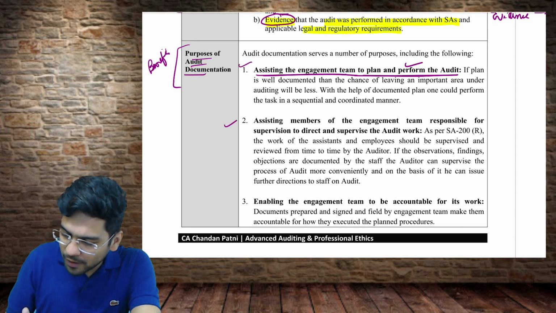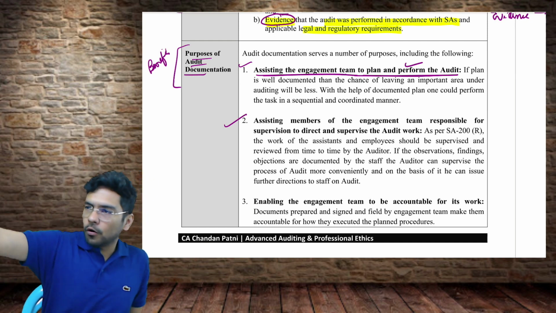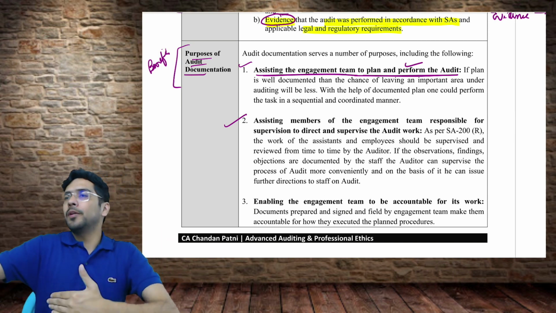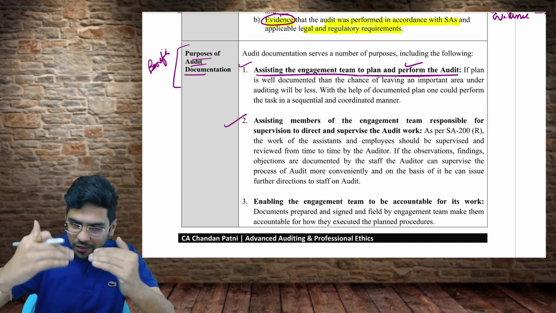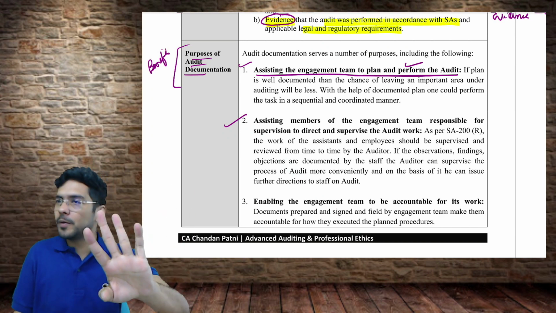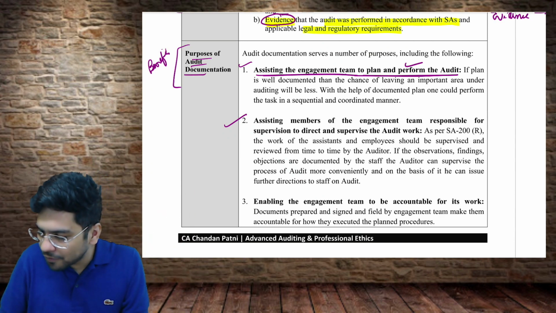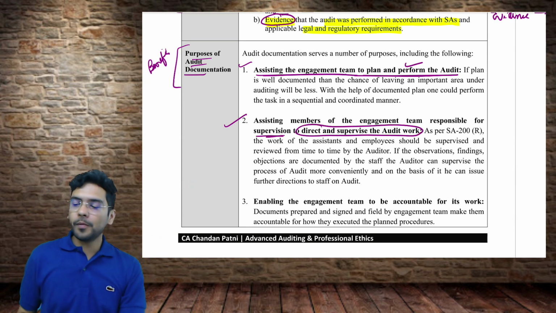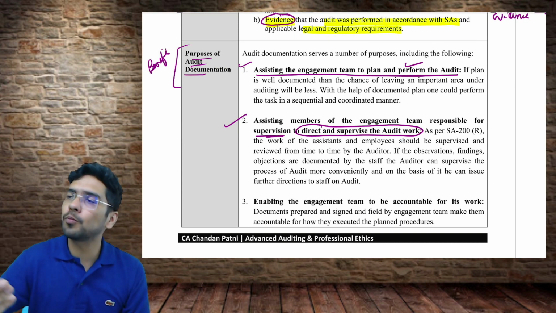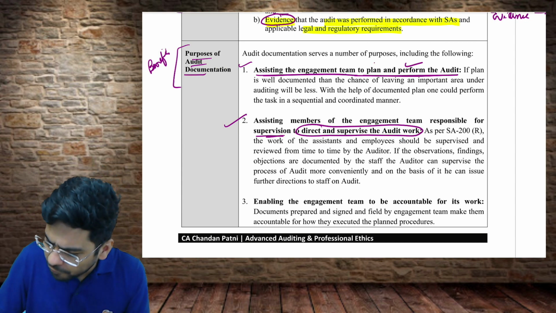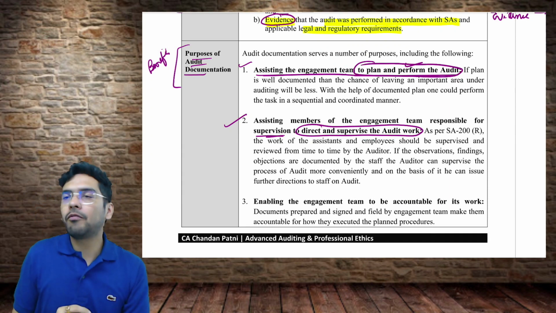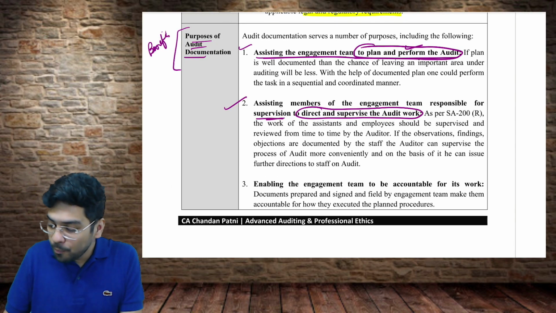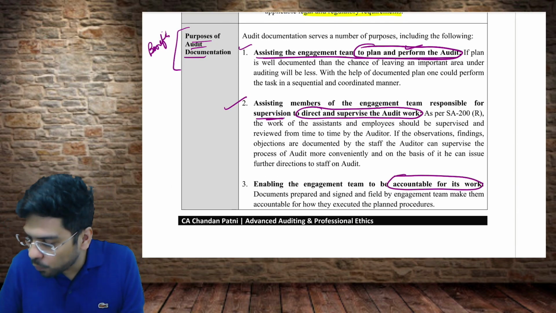Okay, similarly, let's say you have done the audit. Okay, you have done your part of work for today. So in the evening, probably your principal will go and supervise your work. So if everything is properly documented, the supervision also becomes better. Yes or no? So it says assisting members of the engagement team responsible for supervision to direct and supervise the audit work. So audit documentation will be useful for directing and supervising the audit work as well. What was the first point? To plan and perform the audit. Second, direct and supervise the audit. Okay, now third point, it makes the engagement team accountable for their work.